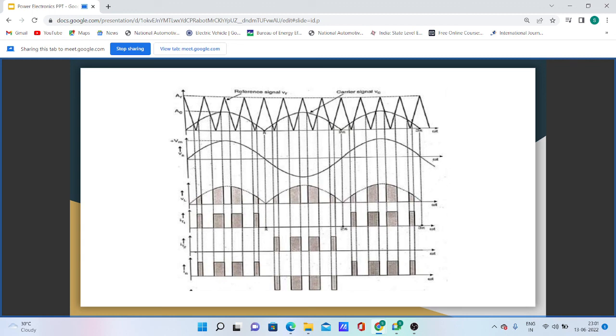The width of pulses, and hence the output voltage, is controlled by changing the amplitude. In this, we use a modulation index varied from 0 to 1. Modulation index means the ratio of the amplitude of the carrier signal, which is AC, to the amplitude of the reference signal, which is AR.